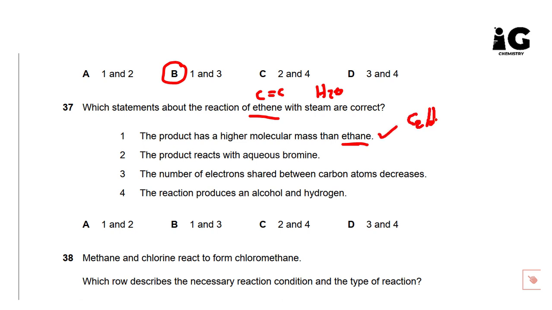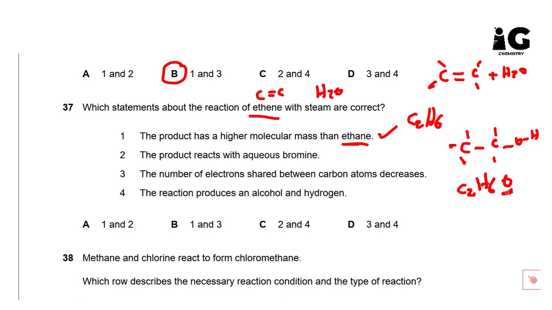C2H6, but here the product would be, when we add this together, let's say this is C double C, 1, 2, 3, 4 plus H2O. So actually we need to add, this is C single C, then 1, 2, 3, 1, 2, and here is OH. So here guys you have C2, and here H6, and here you have O. So actually guys, this is true.